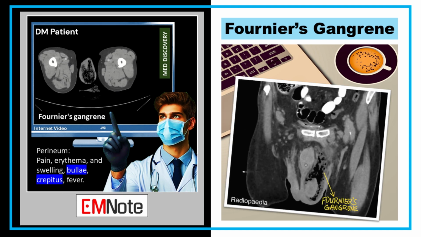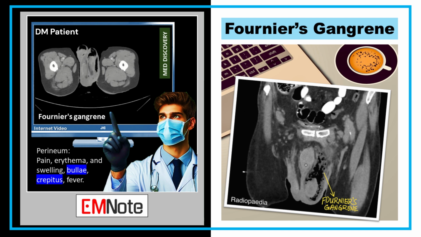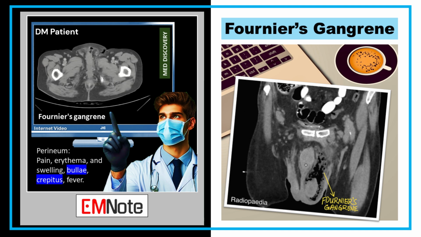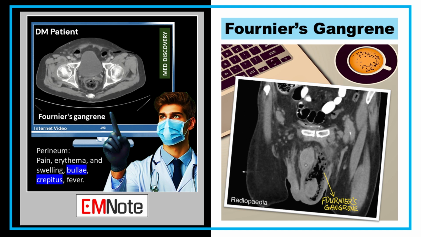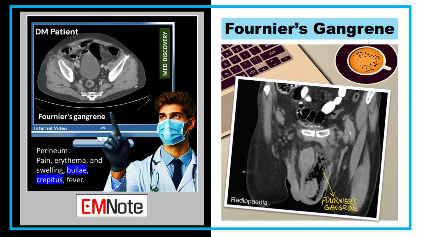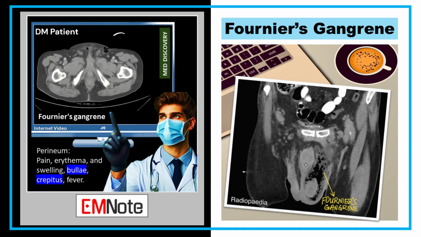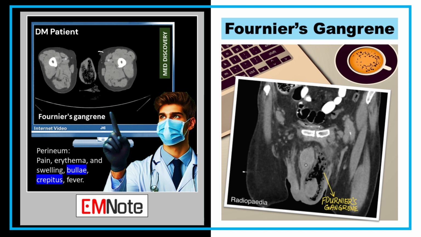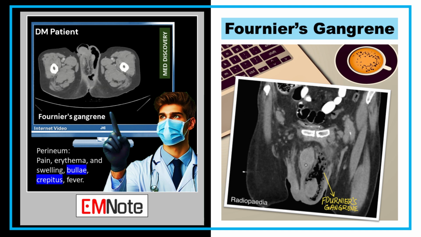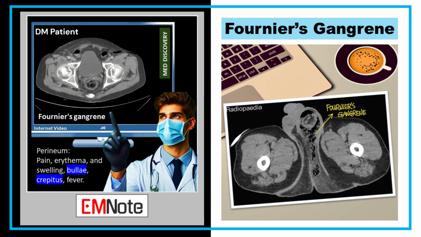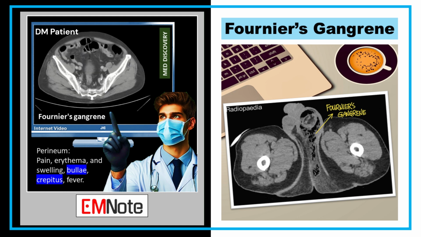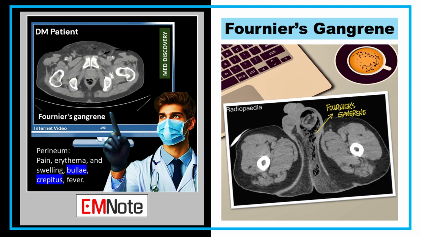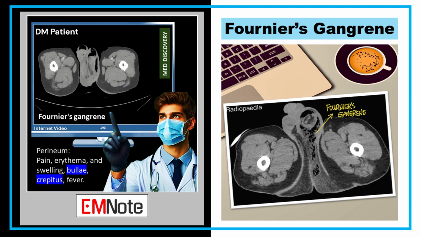Patients with Fournier's gangrene typically present with pain, erythema, and swelling of the perineum, genitalia, and perianal areas, accompanied by fever, chills, and malaise. As the infection progresses, necrosis and tissue destruction rapidly spread, leading to bullae, skin discoloration, and crepitus. Diagnosis is based on clinical examination, elevated white blood cell count and CRP, and CT scan of the perineum and pelvis.